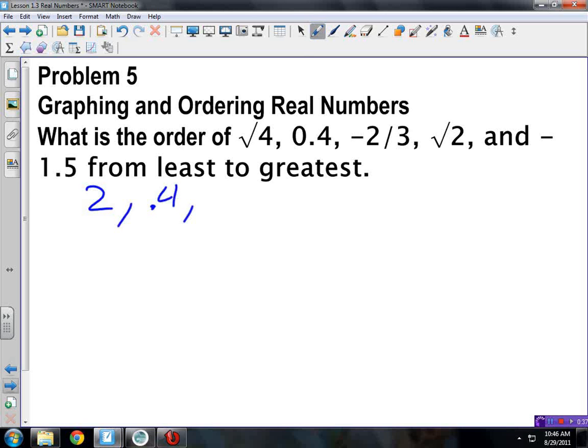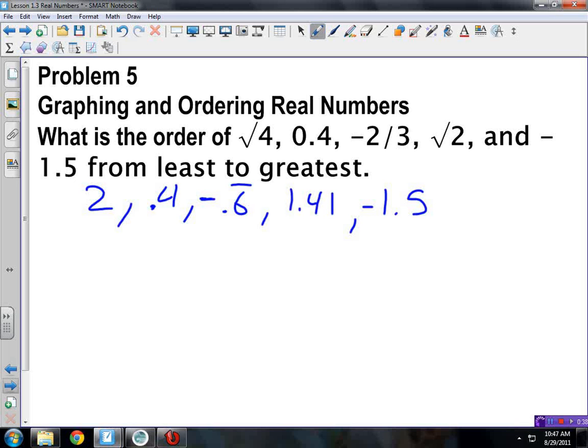How about negative 2/3? Negative 0.6 repeating. Square root of 2? How could we figure that out? Use the square root button on the calculator. The last one's negative 1.5. It's 1.414.